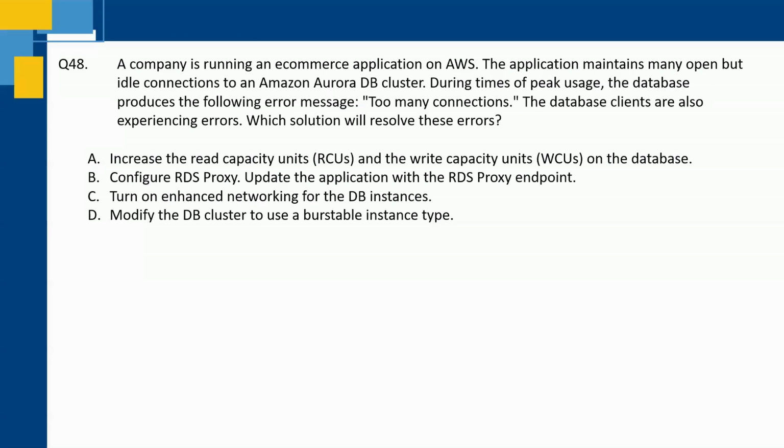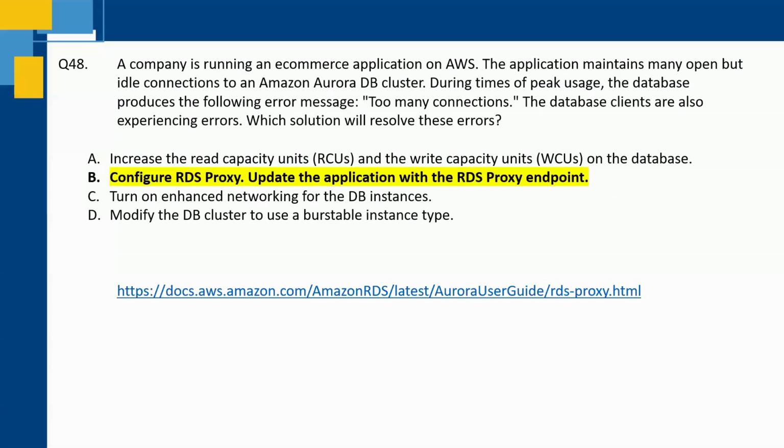Your options are: increase the read capacity units and the write capacity units on the database; configure RDS Proxy and update the application with the RDS Proxy endpoint; turn on enhanced networking for the DB instances; modify the DB cluster to use a burstable instance type. Now folks, you should configure an RDS Proxy and update the application with the RDS Proxy endpoint to resolve the issue in this case. This reduces the number of direct connections to Aurora, handles many idle connections efficiently, and improves scalability.